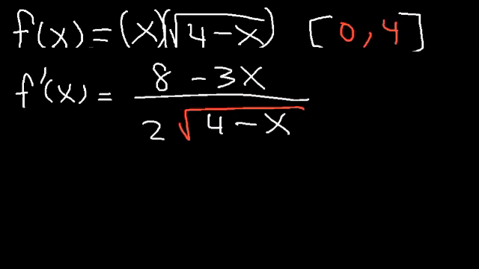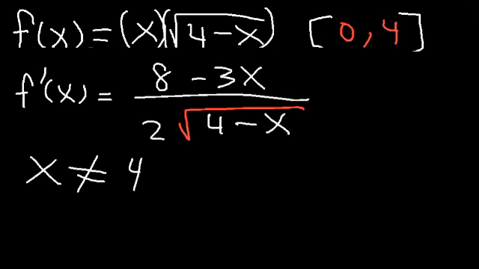Now earlier we said that the function was continuous on the closed interval 0 to 4. Now, is it differentiable everywhere? Notice that we have a point of discontinuity in the derivative function. X cannot equal 4. If we plug in 4 into the derivative function, it's going to be undefined. We're going to have a 0 in the denominator. So does this disqualify Rolle's theorem?